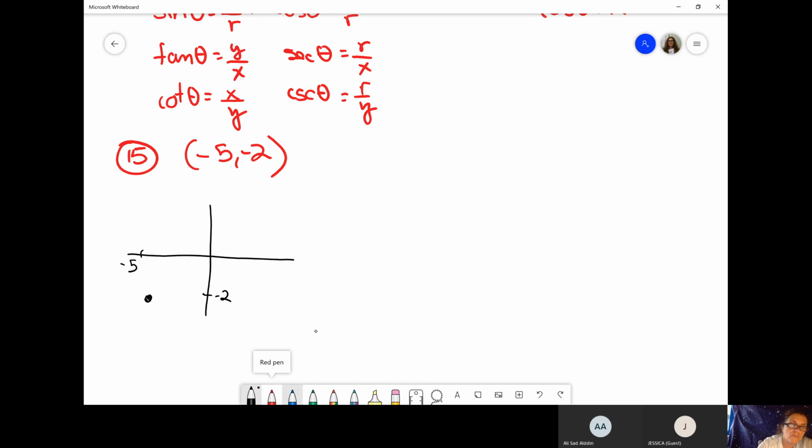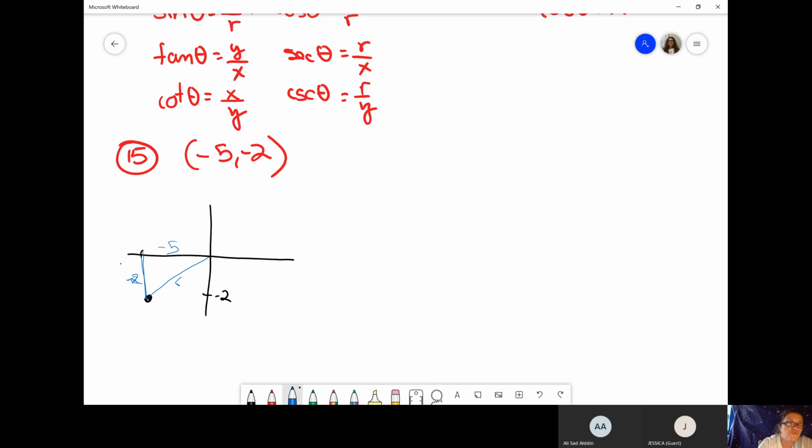So if I draw my triangle, this would be my radius that I'm about to find. This side is my y value, so -2, and the x value is -5. So this is how this triangle would look like. Let me take this -5 out there, it's confusing. So y is -2 units long, x is -5.